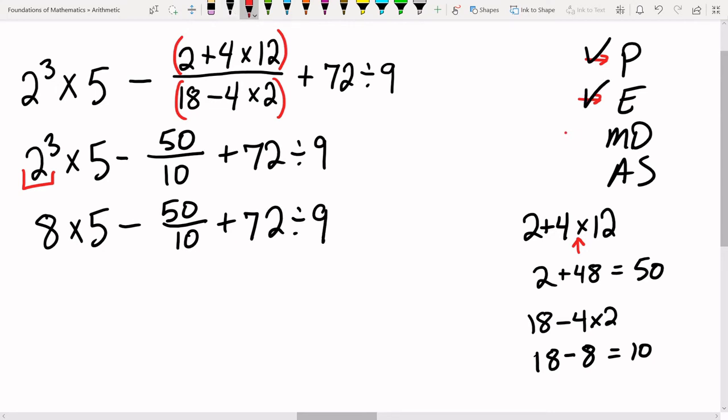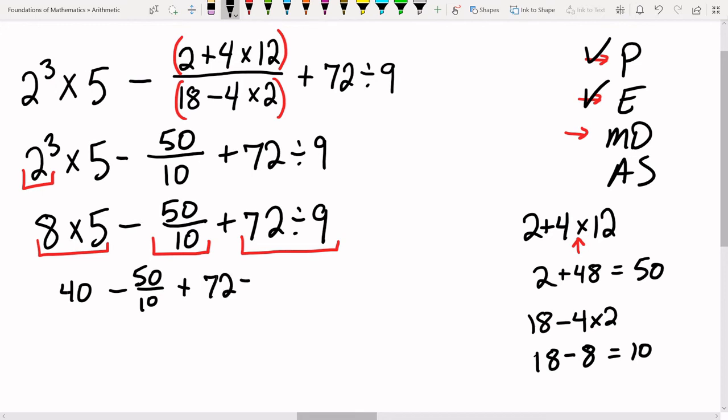Now let's look at multiplication and division. And we have one here. This is a division there, and this is also a division. So we're going to work left to right. 8 times 5 is 40. Then we have 50 over 10. That's the next one. 50 divided by 10 is 5. And the last one we have here is 72 divided by 9. 72 divided by 9 is 8. Get a little room here.